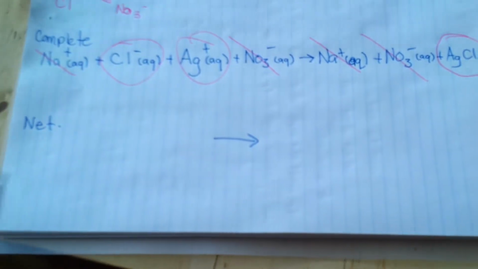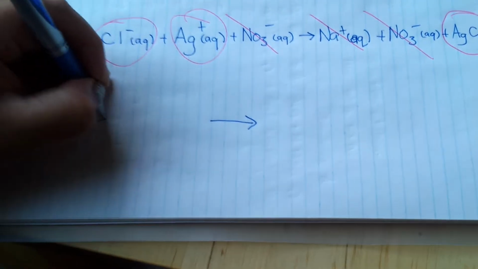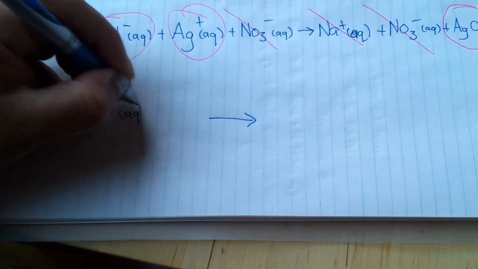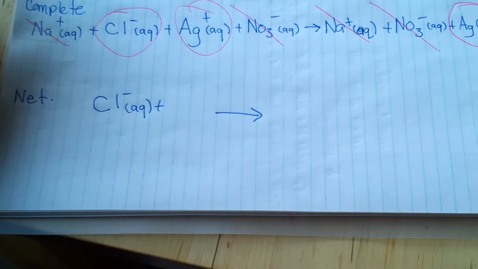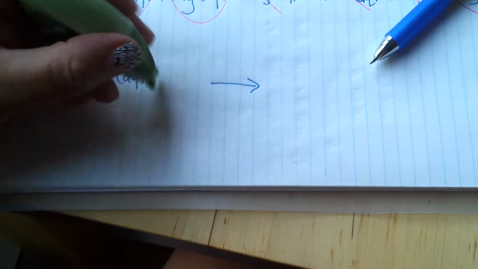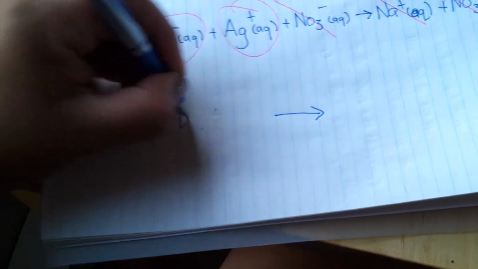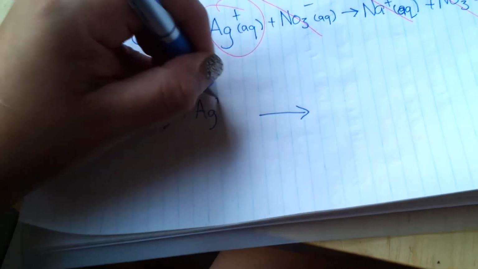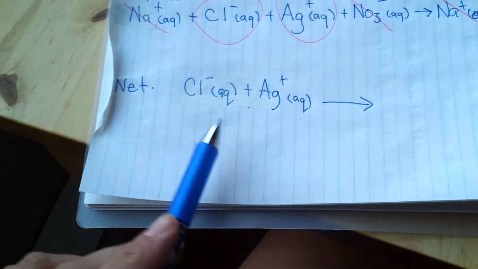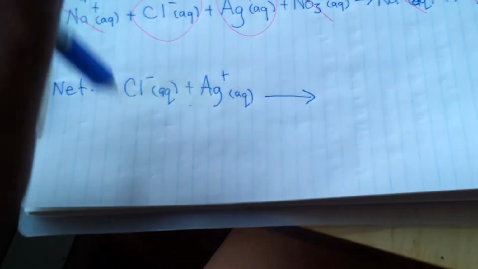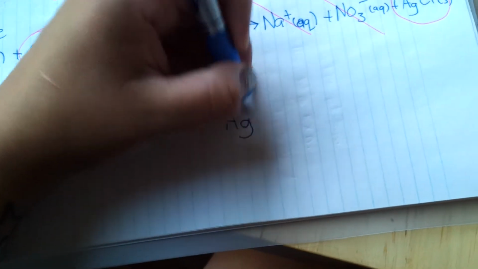And that leaves us with our net ionic equation of chlorine plus, no, that's not even right, I'm sorry. I shouldn't have circled it. No, that's right. Oh my gosh, I've been studying too much. Okay, so we have whatever's circled, chlorine and silver, and we write it with its phase and its charge. So chlorine and silver go together to form silver chloride.